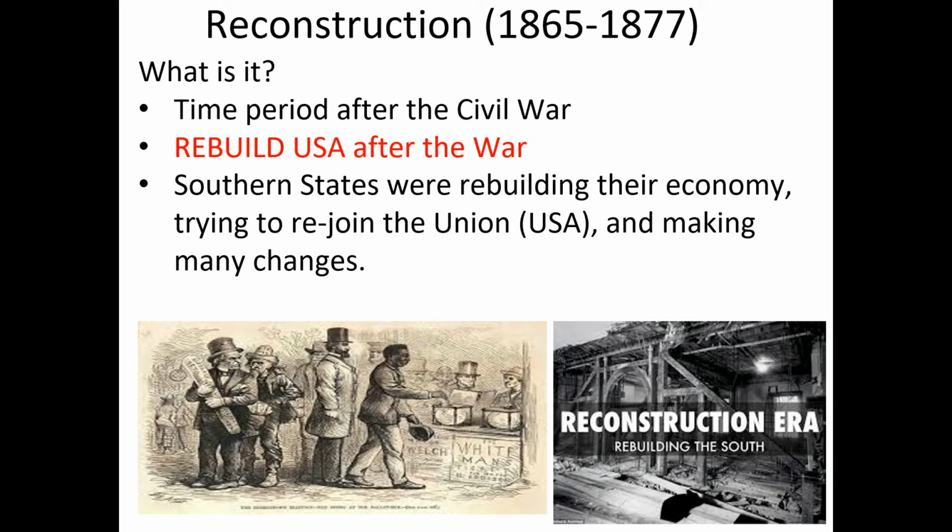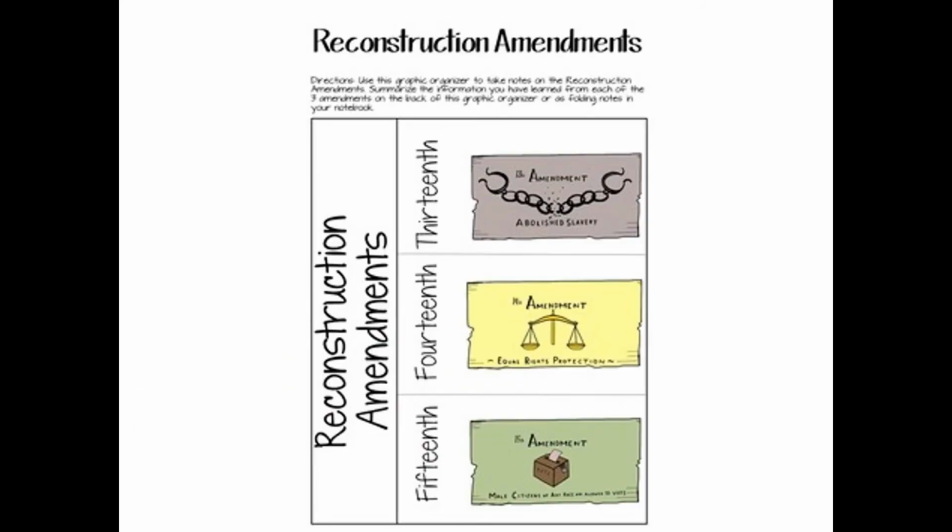The other thing is that the southern states, when they seceded and joined the Confederate States of America, left the USA. Well, now that the war's over and the Confederate states have fallen apart, they don't officially belong to the USA again. So now they're going to have to ask to come back. So the U.S. government is going to have a lot of changes as a result of the war ending.